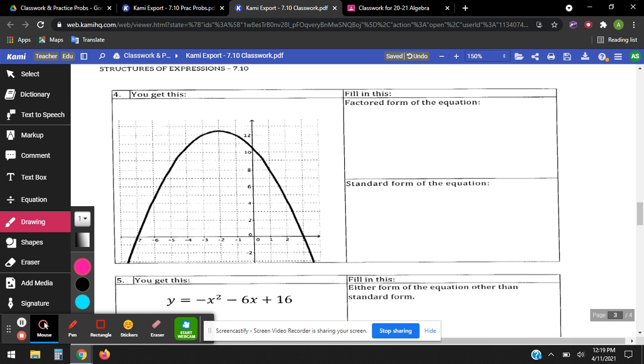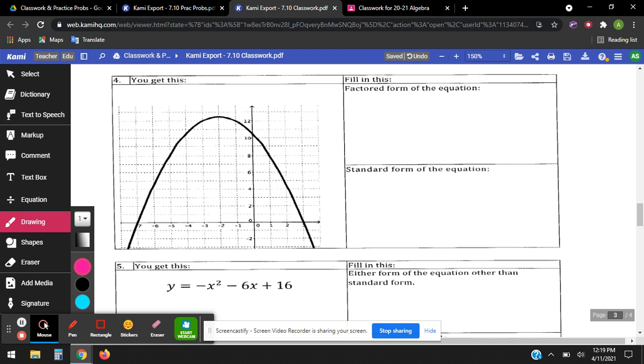Number 4, we get this. It's upside down, so we know we're going to have a negative in there somewhere. So let's look at what we've got for factors. What helps us find the factors? It's these intercepts. To get the 0 for the x-intercept, 1, 2, 3, I must have an x minus 3, because 3 minus 3 is 0. Over here, it's a -7, so I must have an x plus 7.